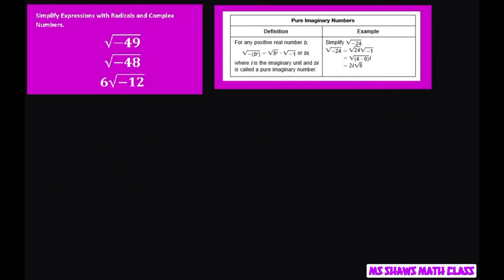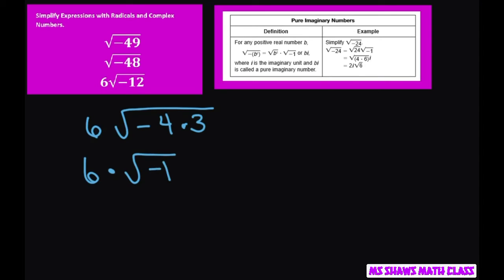And then for the last one, we're just going to write this as 6. And then write this as negative, simplify the radicals, 4 times 3. So it's going to be 6 times square root of -1 times square root of 4 times square root of 3. I'm going to go ahead and do this one first.